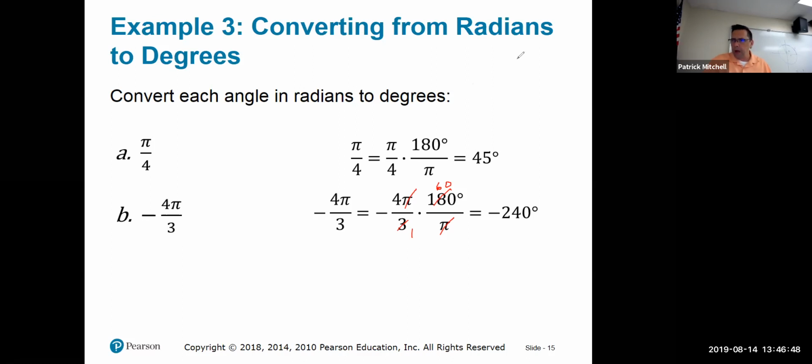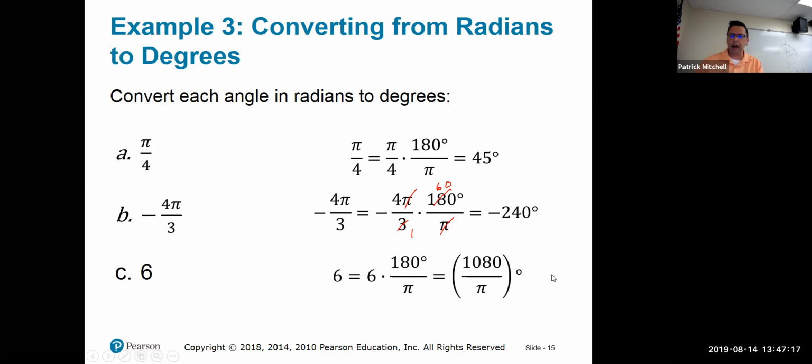Okay. And that brings us to this kind of weird example. Once in a while, you will get a radian angle that does not have pi in it. And what that usually gives you is a sort of messy degree angle. But you're going to start off doing the same thing you always do when you're going from radians to degrees, which is you're going to multiply by 180 degrees over pi.